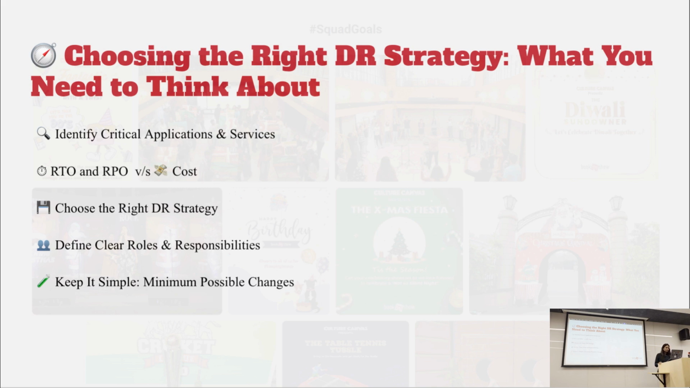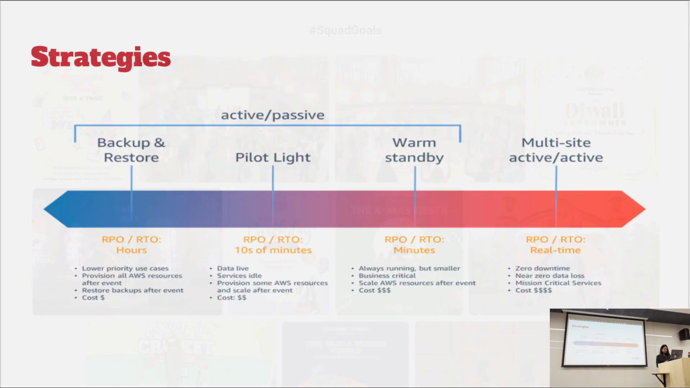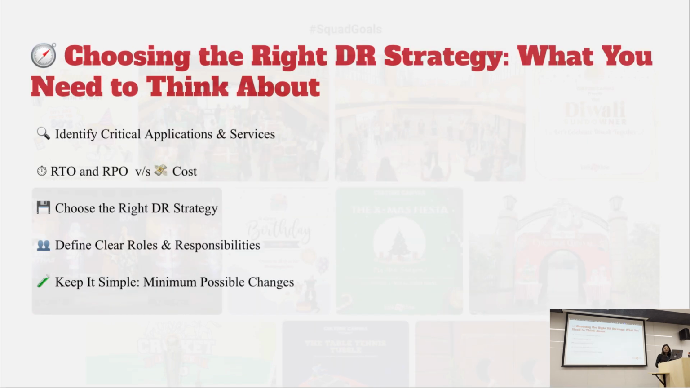Next is RTO, RPO versus the cost. As we just saw, as the RTO and RPO go down, the cost increases, right? So it is really important to understand what your RTO and RPO are, and what budget and cost constraints you have, in order to identify which strategy you want to use. Choosing the right DR strategy majorly depends on your RTO, RPO versus the cost, because again the cost is a trade-off.